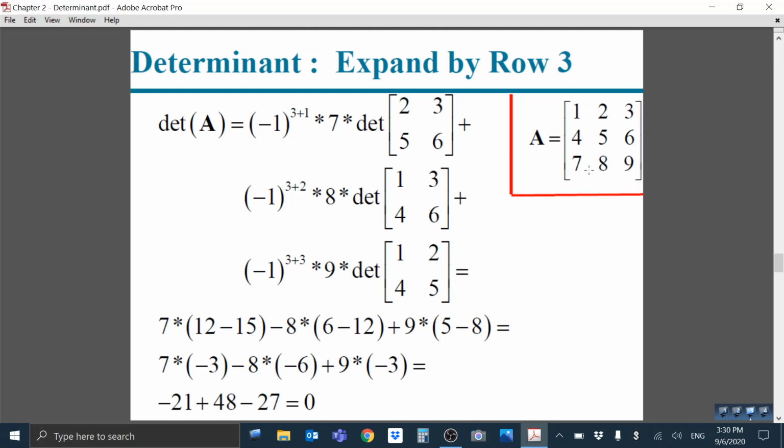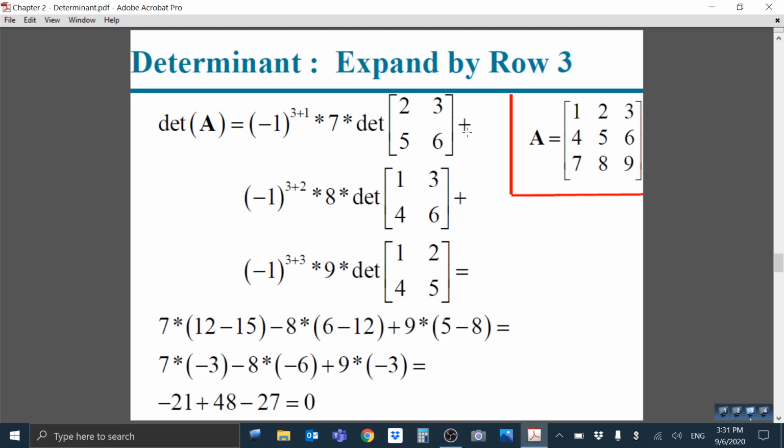So what do? We expand by row 3, so this is row 3. First entry is 7, and its location is row 3, column 1. So I will have -1 to power 3 plus 1 times 7 times the determinant of a smaller matrix that I get by eliminating row 3 and column 1. So what I have left is matrix which is 2 by 2, 2, 3, 5, 6. So that's the first piece.